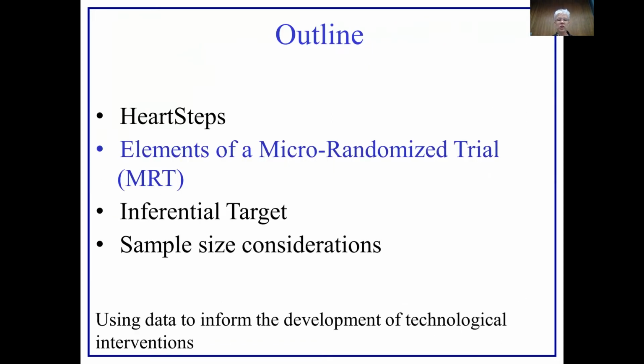So what we're going to go to is a micro-randomized trial, and this is the trial we ran, and we're going to run 2 more of these trials in the Heart Steps project. So what are the elements of a micro-randomized trial?